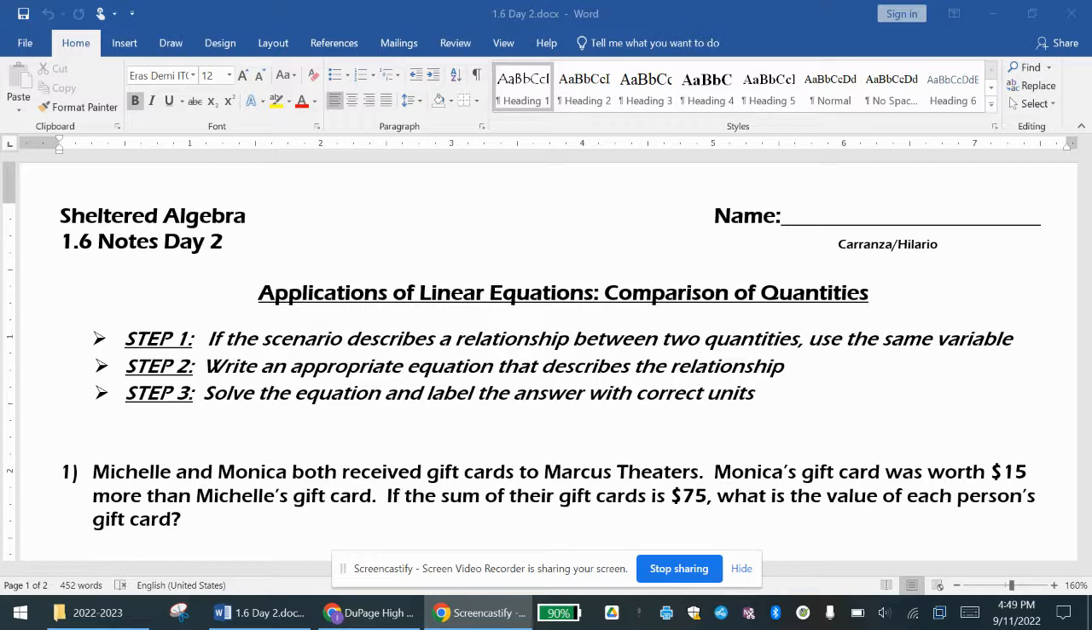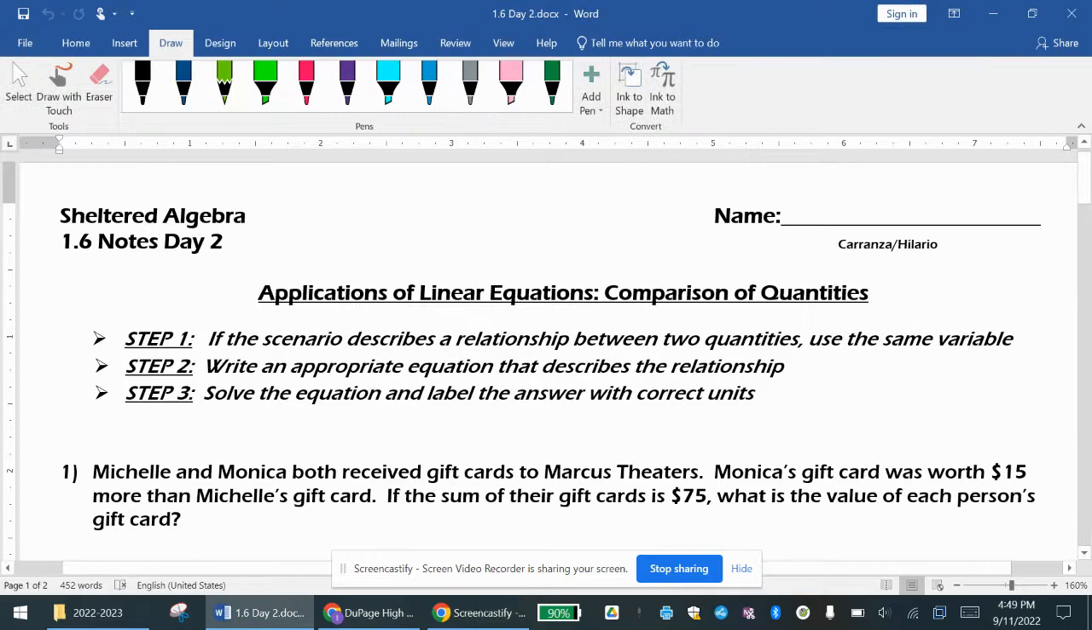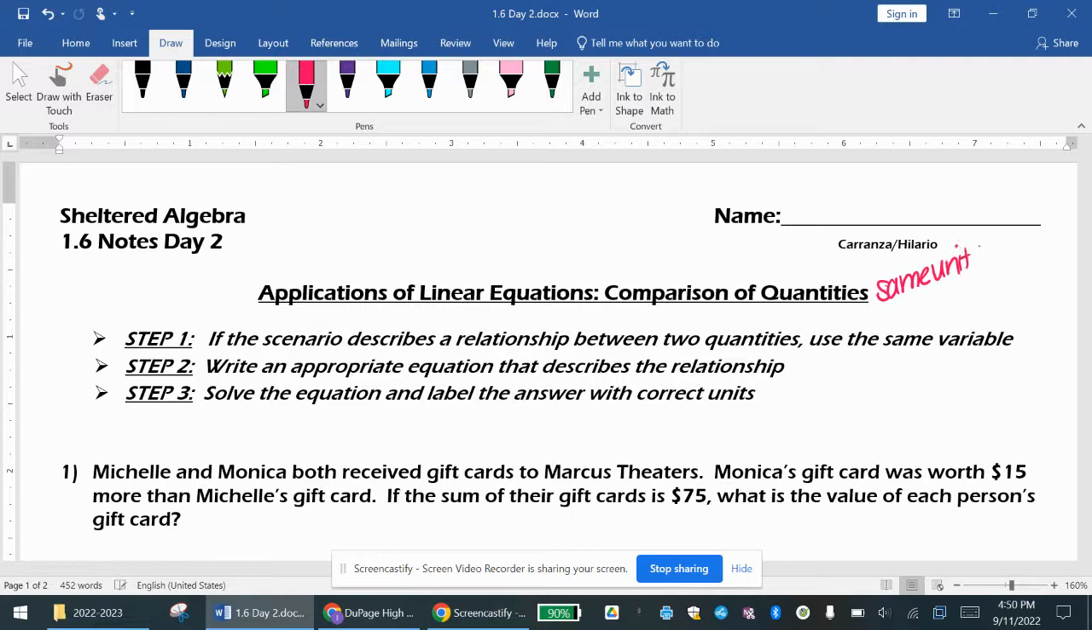So the main topic for today is when we are given a scenario where they're comparing quantities, and I should have been more specific in the title. These quantities are going to have the same units. Keep that in mind. We're talking about two quantities. They're going to be in the same units, which is why we're going to use the same variable. So just pay attention to whether they're telling you about a relationship between two quantities that have the same units.